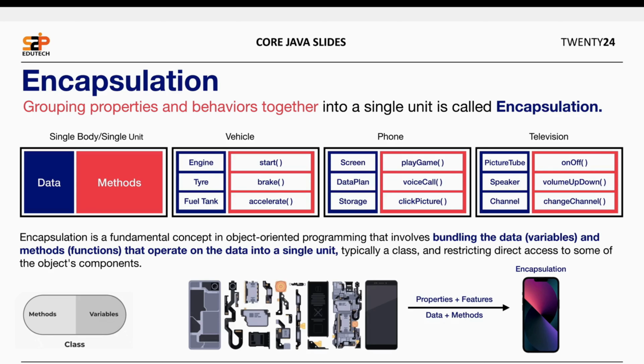Same way, vehicle. Vehicle is having properties like engine, tire, fuel tank. And vehicle is having behavior like start engine, brake, and accelerate. Whenever we group properties and behavior into a single body, which means we are following encapsulation.